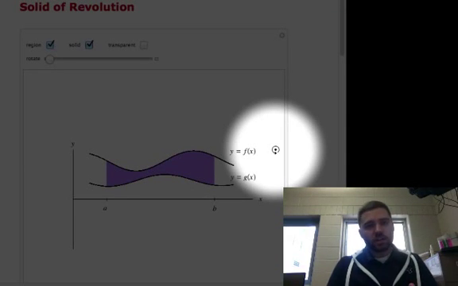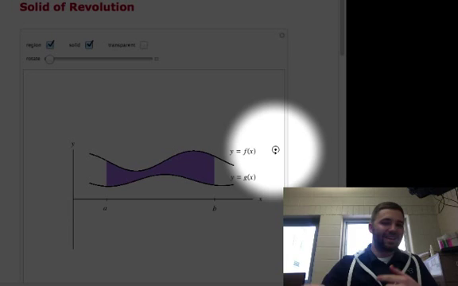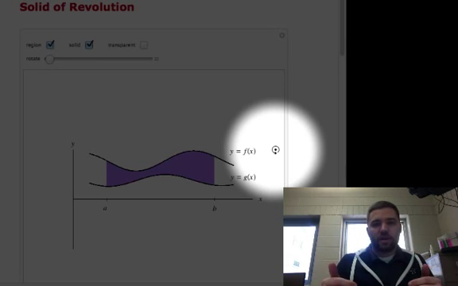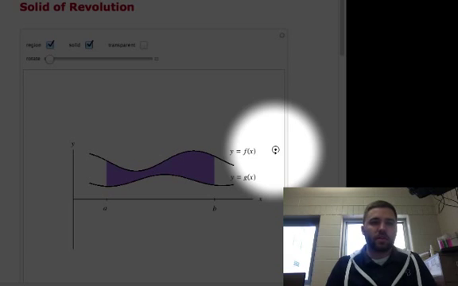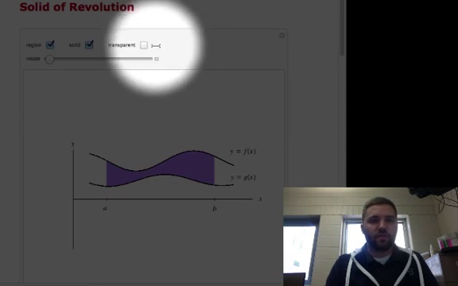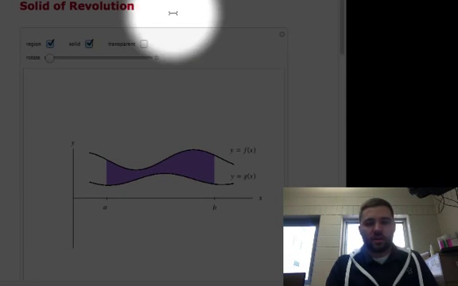Okay, I just wanted to make a short video talking about solids of revolution, and I got some visualizations here to hopefully help you visualize what's happening when we take an area and spin it around an axis of revolution. So let's get started. This first one here is just a basic solid of revolution.